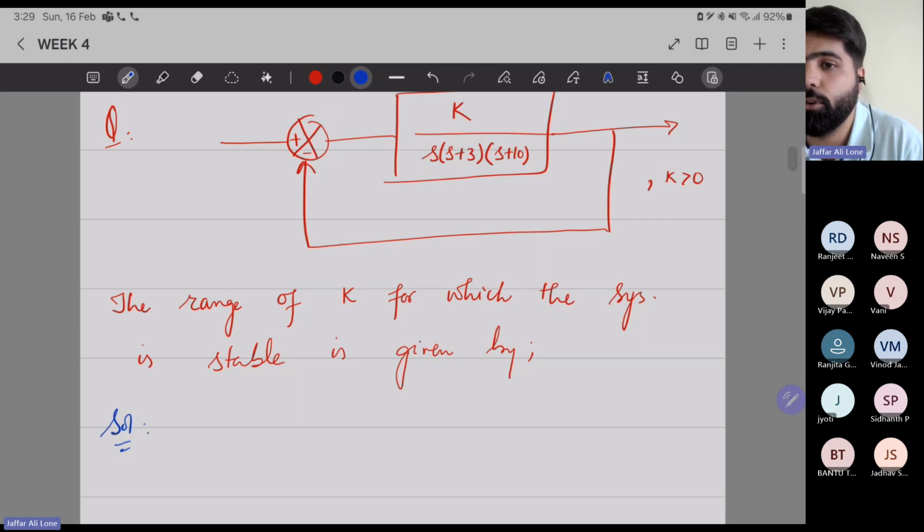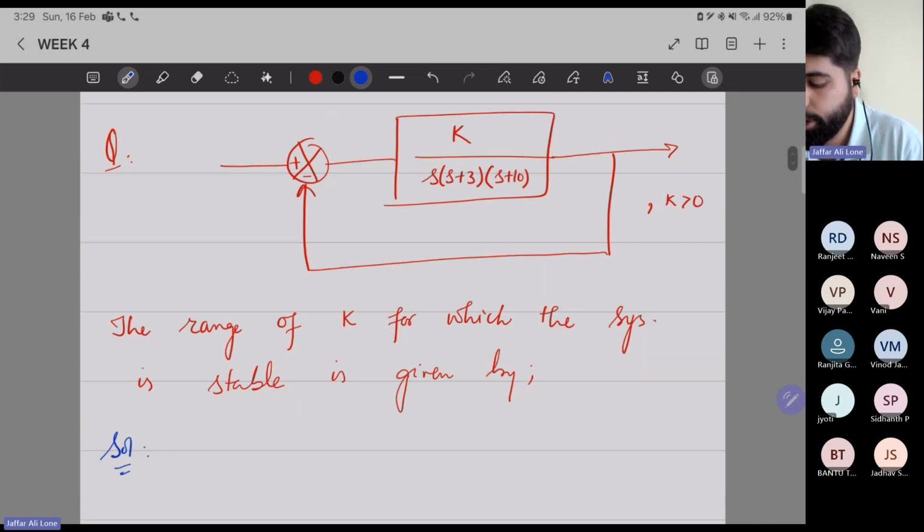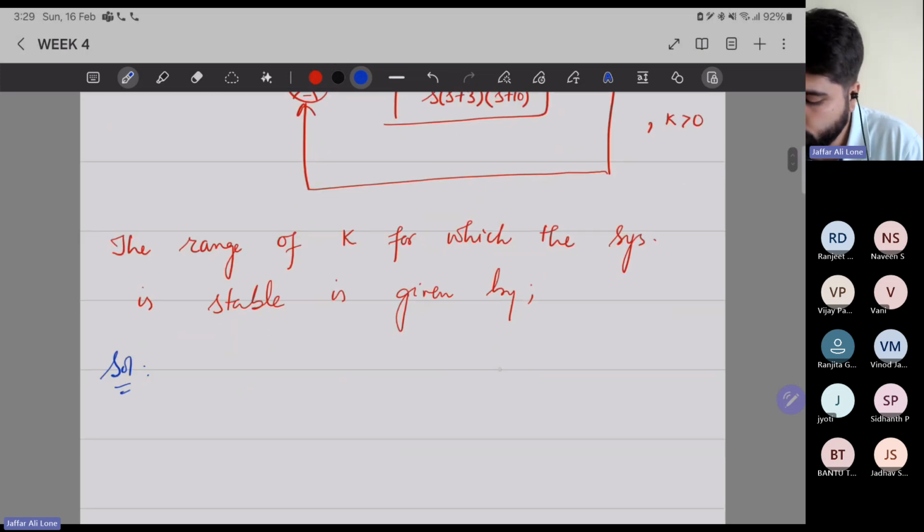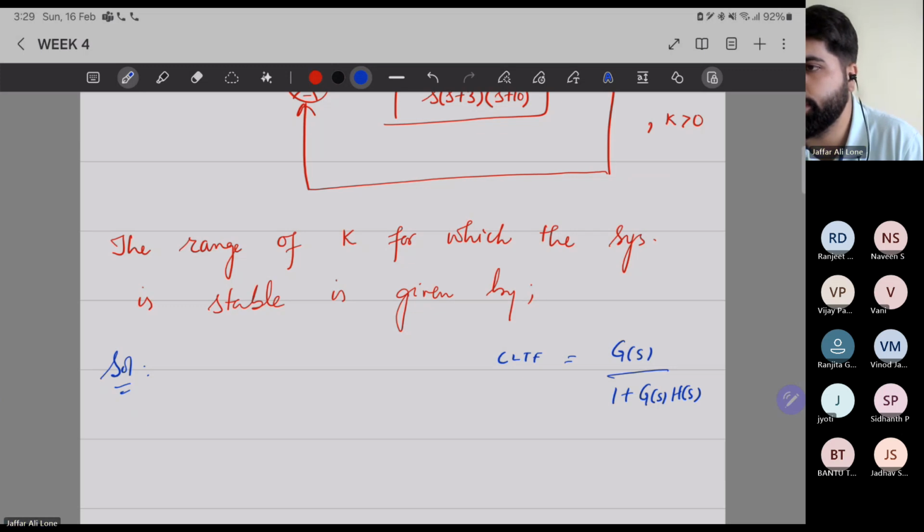We have to look for the characteristic equation, right? So this is a closed loop unity negative feedback system. And you know, the closed loop transfer function (CLTF) for such a system is G(s) over 1 plus G(s)H(s). And H(s) is 1 here, so it will be G(s) over 1 plus G(s). This is the closed loop transfer function. Then this 1 plus G(s) will be the characteristic equation.